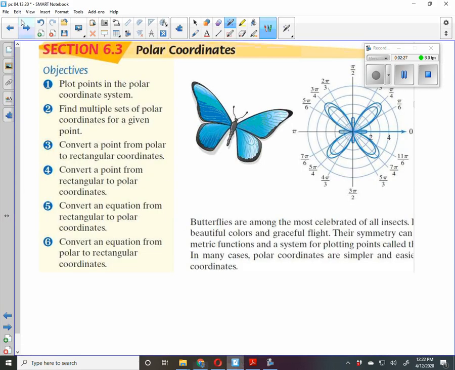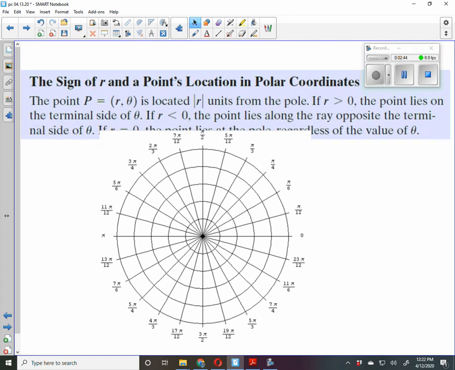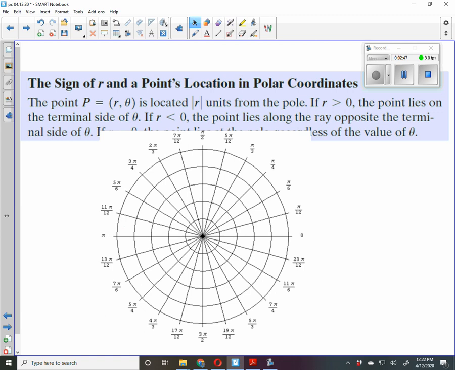All right, so let's jump into this. Starting out with the sign of r in the point's location in polar coordinates. The point P is represented by (r, theta). So you got your radius and your angle, where the absolute value of r is the units from the pole, being the origin, and r is greater than 0. The point lies on the terminal side of theta.